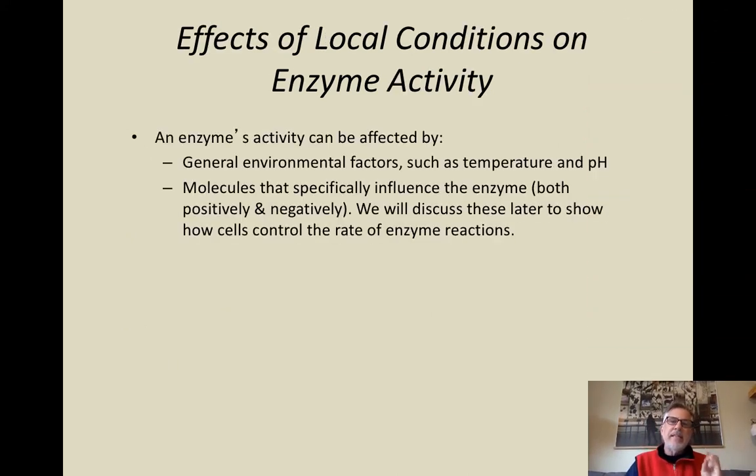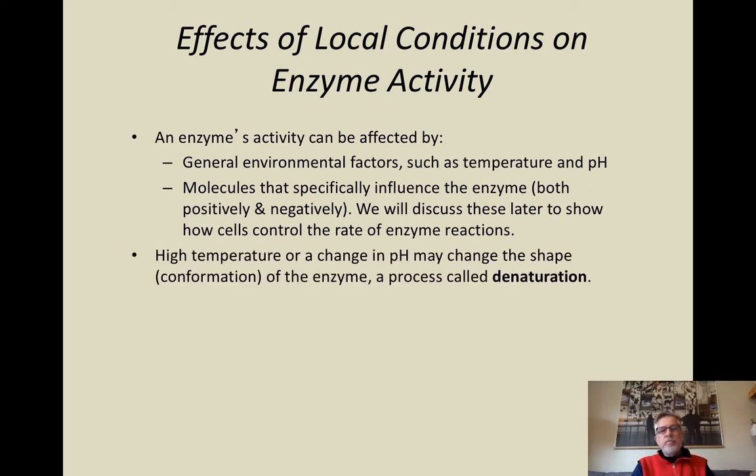An enzyme's activity can be affected by general environmental factors such as temperature and pH, and molecules that specifically influence the enzyme, both positively and negatively. And we will discuss these later on to show how cells control the rate of enzymatic reactions. For now, let's focus on temperature and pH. These two variables may change the shape, the conformation of an enzyme. And if they change it to a form in which the enzyme can't act, we call it denaturation.